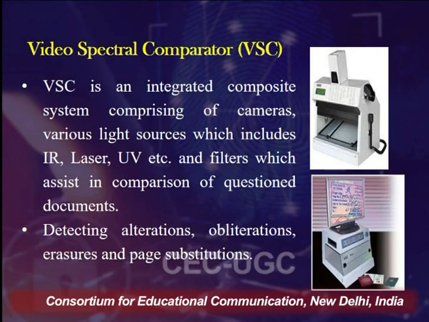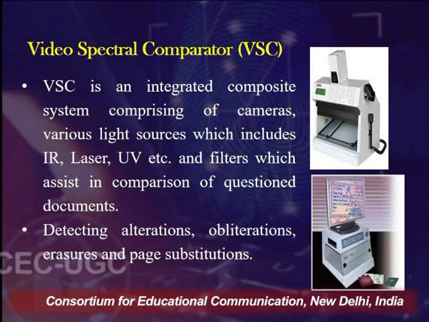The video spectral comparator, also known as VSC, is an integrated composite system which comprises various cameras and light sources, including infrared light, laser light, UV light and filters, which help us in the comparison of questioned documents. This is a very handy instrument where we can put our questioned document inside the machine, and through a computer screen we can enlarge a particular area, change the sources of light, and analyze any document, any forged passport, any forged currency kept inside the VSC.